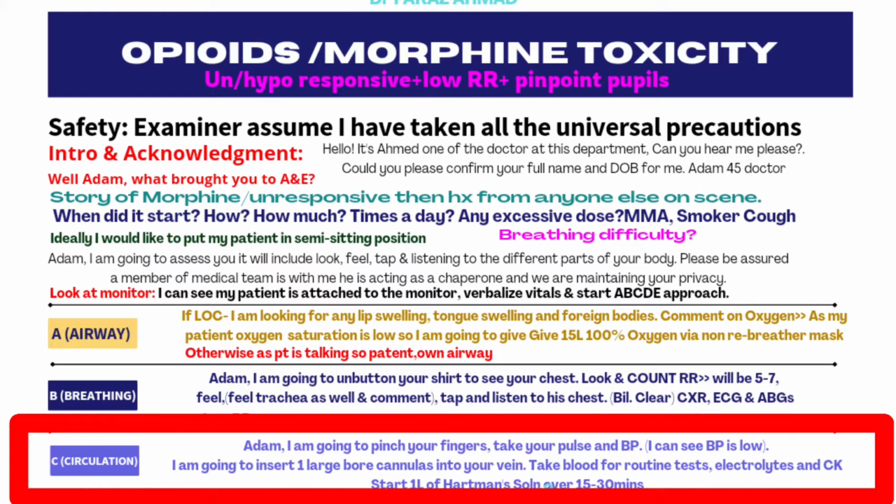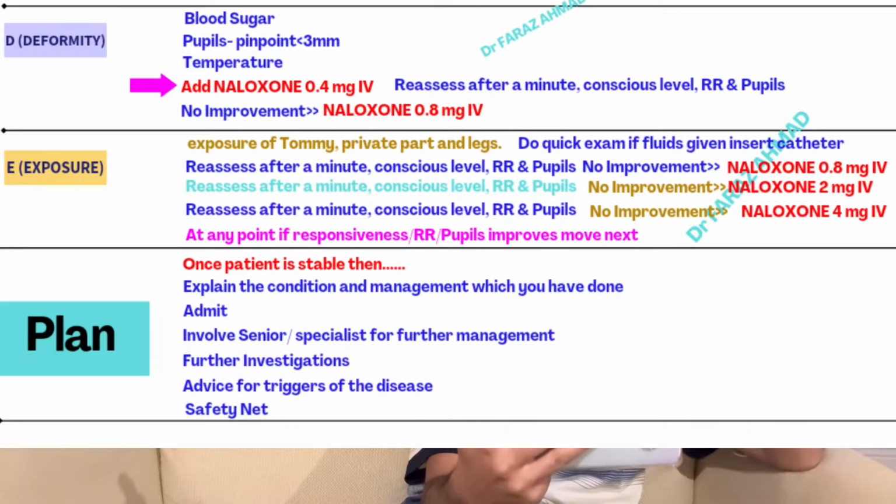So then you will say, I am going to insert one large bore IV cannula into your vein. I will take blood for the routine blood investigations in addition to electrolytes and CK. Please never forget to mention CK in opioid toxicity. And then you will start 1 liter of Hartmann's solution over 15 to 30 minutes. Okay, so now you have done this. When you move to D, you will get the gold standard sign of opioid toxicity, that is pinpoint pupil.